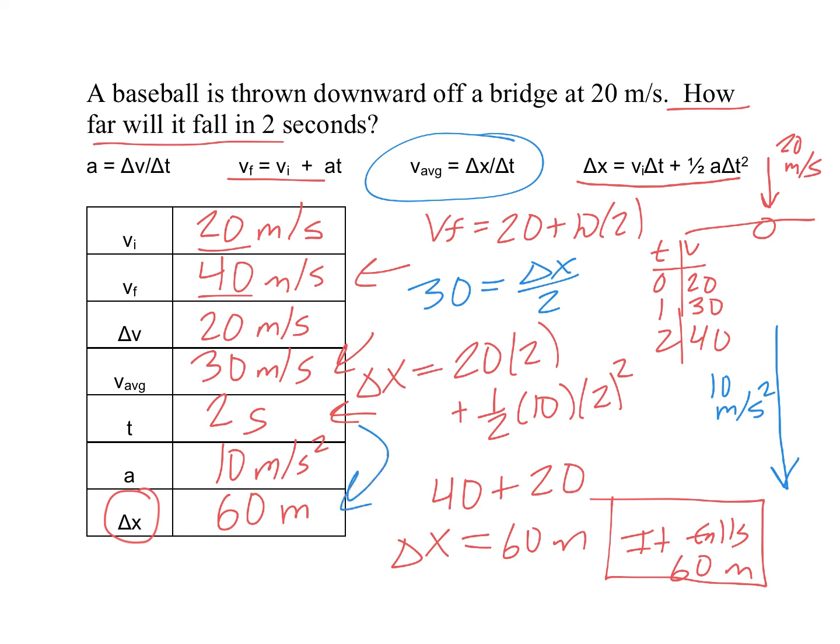So it's another way to do the problem. Again, this is probably easier just to plug into this, but if you prefer the other method, you can do that. So bottom line, the baseball will fall 60 meters. Its change in position, its change from here to where we take a snapshot of it is 60 meters, and so it has fallen 60 meters in 2 seconds.